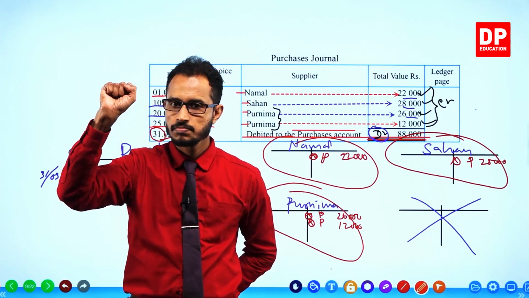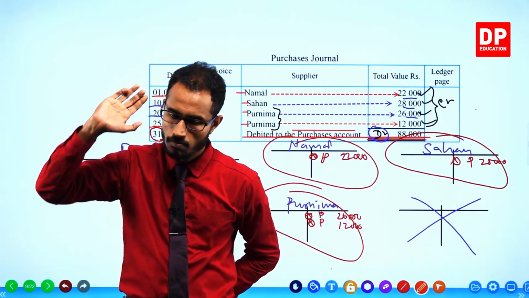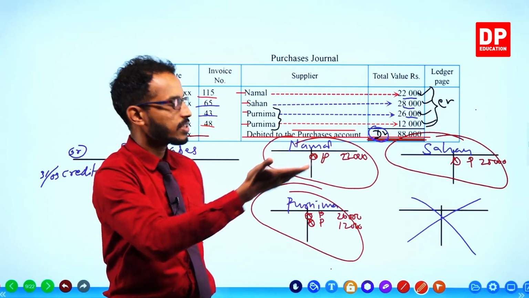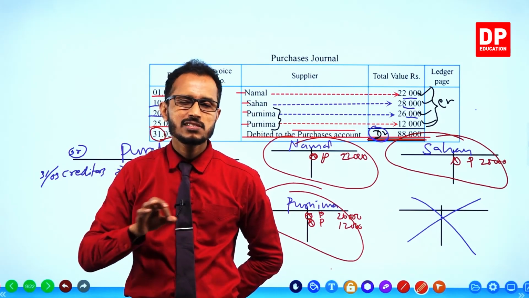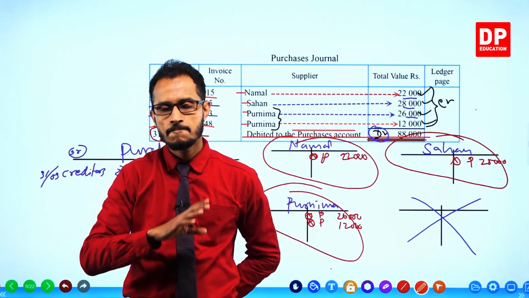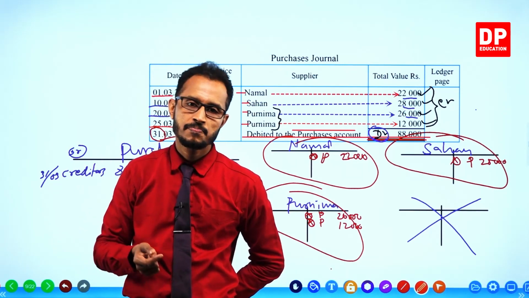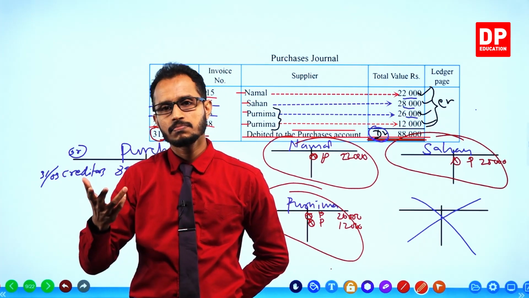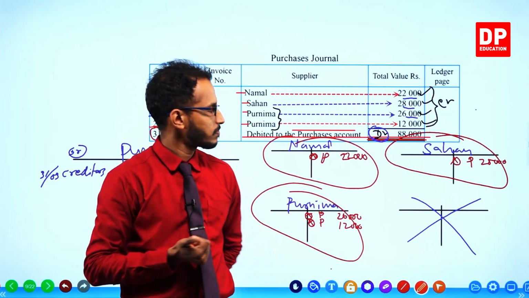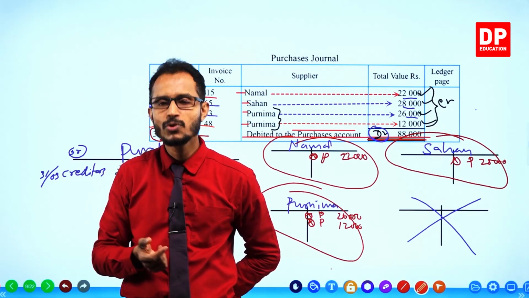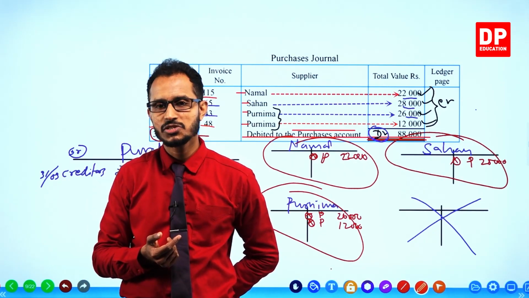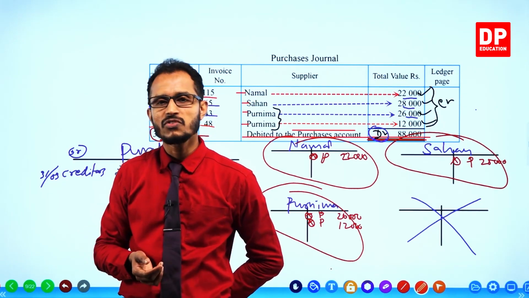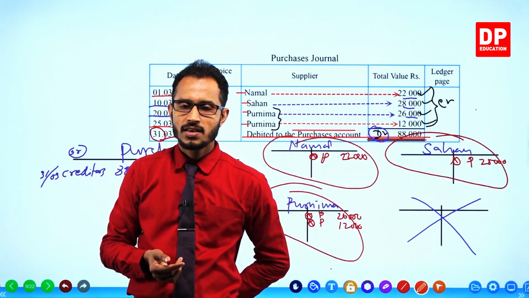Okay. That's it. I hope you understood all this, children. It's simple accounting, bookkeeping, recording of transactions in books of accounts. Right?